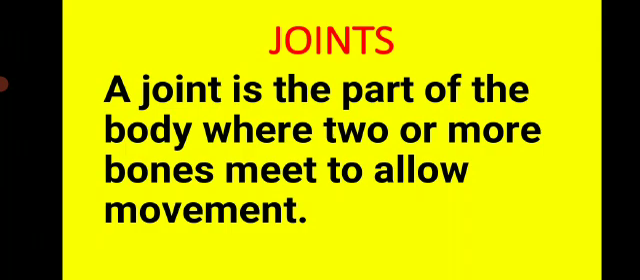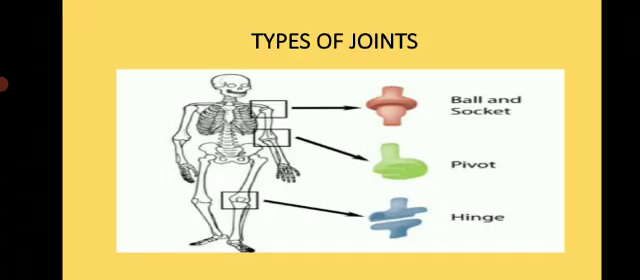First we will learn about what is joints. A joint is the part of the body where two or more bones meet to allow movement. That is called joints. Now you clear? Next we will learn about types of joints.